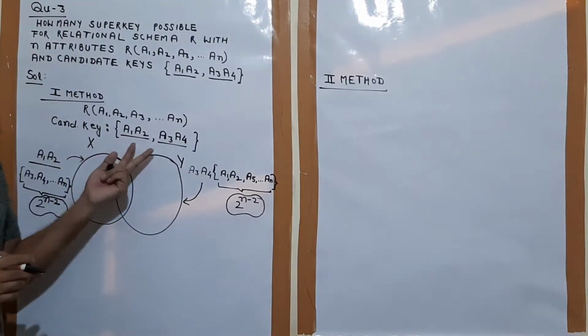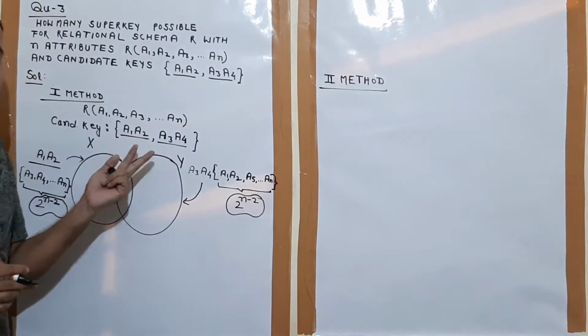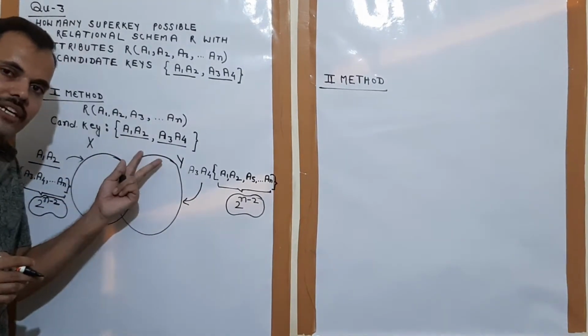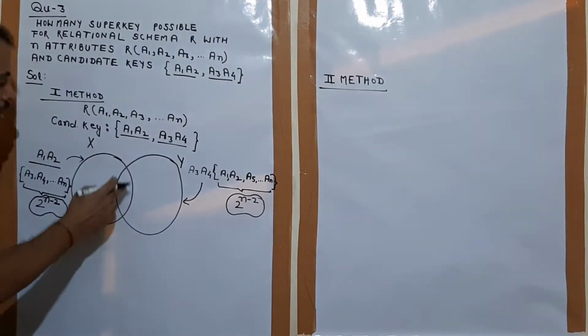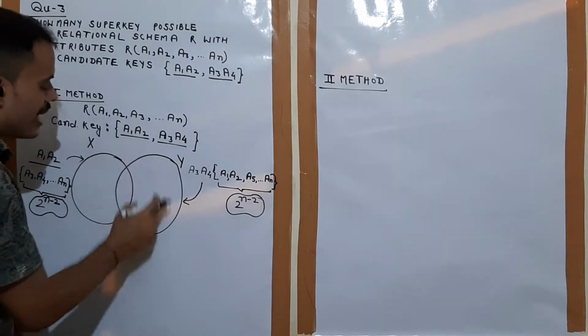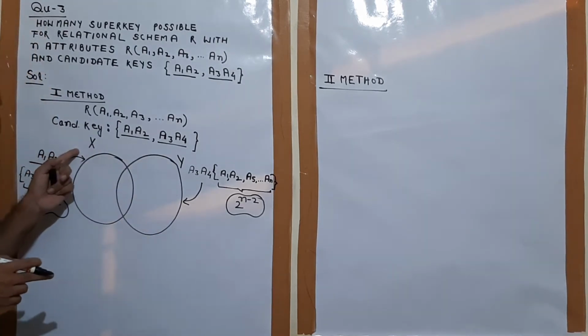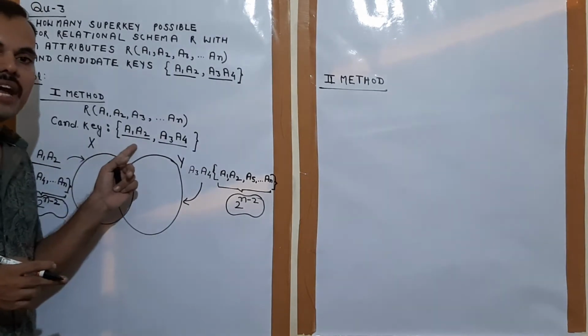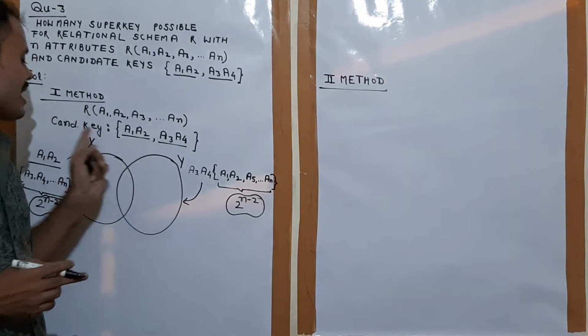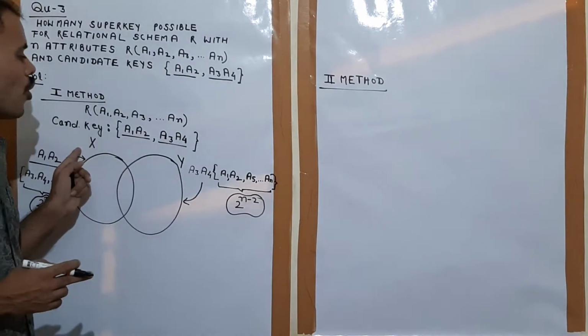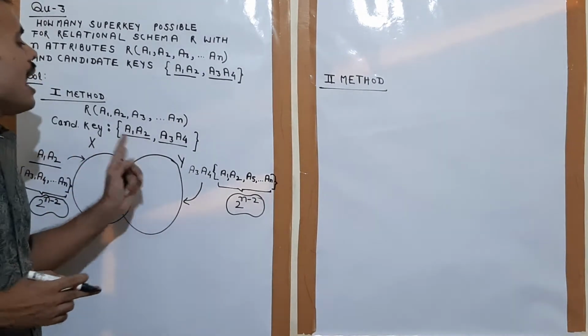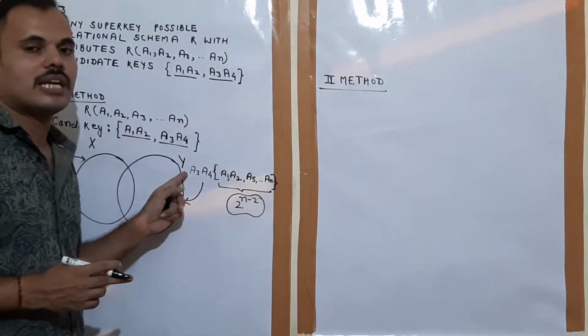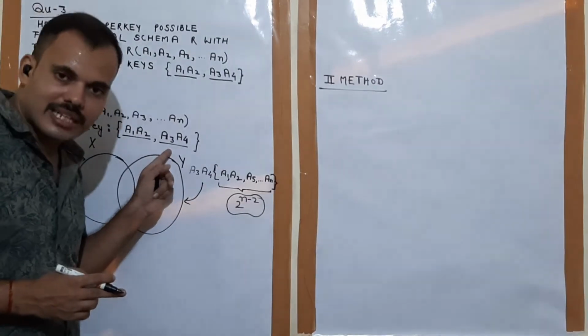Now there are only two candidate keys. So there are only two sets, X and Y. X is the set of super keys over candidate key A1, A2, and Y is the set of super keys over candidate key A3, A4.